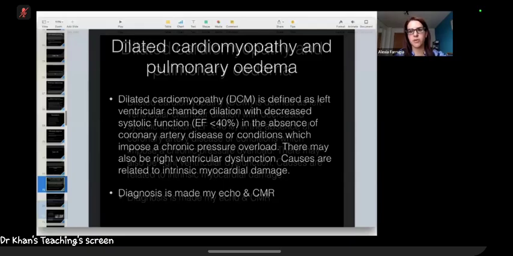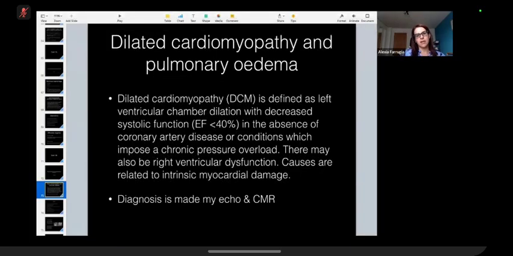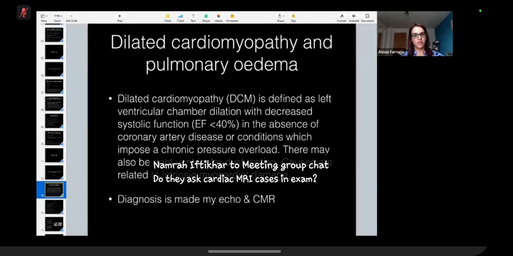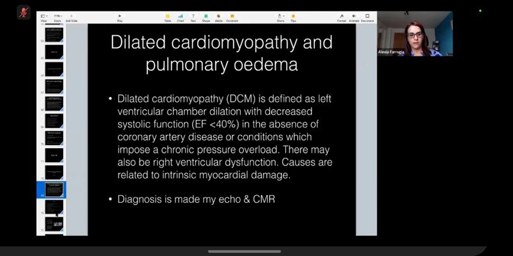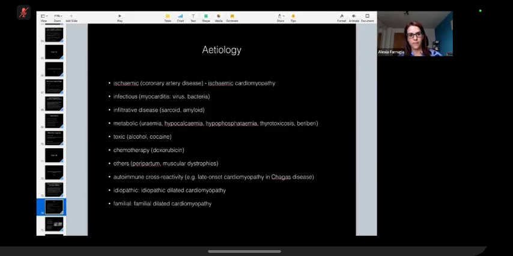So, dilated cardiomyopathy and pulmonary edema. Dilated cardiomyopathy is defined as a left ventricular chamber dilatation and decreased systolic function with an ejection fraction of less than 40% in the absence of coronary artery disease or conditions which impose a chronic pressure overload. There may also be RV dysfunction, and the causes are related to intrinsic myocardial damage. So we make the diagnosis by echo and on CMR.